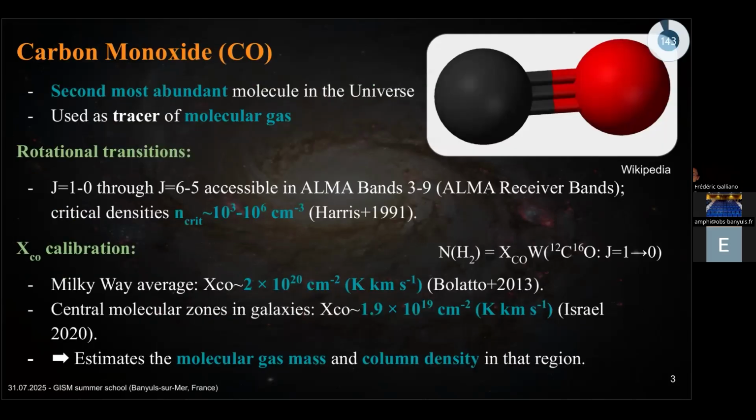So a few words about carbon monoxide. This is the second most abundant molecule in the universe, mainly used to trace molecular gas. Its rotational transitions from 1-0 through 6-5 are accessible in ALMA bands 3 to 9. And from the CO line intensity, the XCO conversion factor can be calculated, which can be used to derive the molecular hydrogen column density.